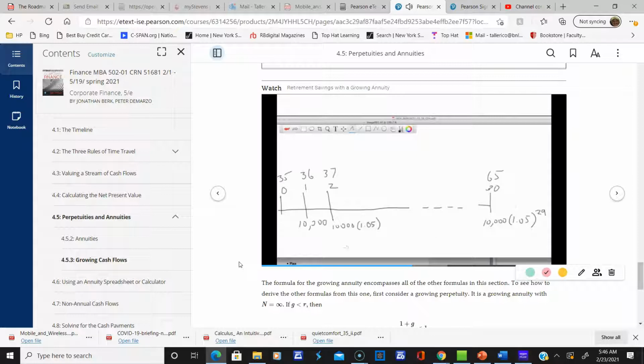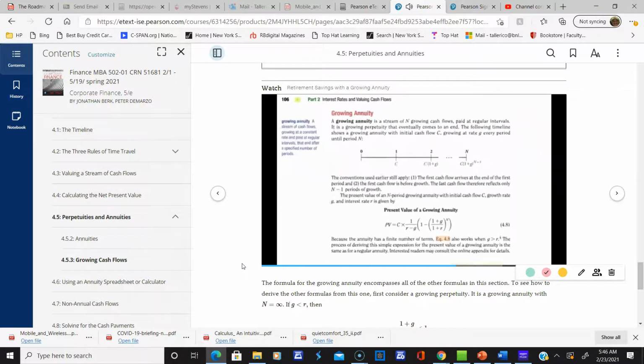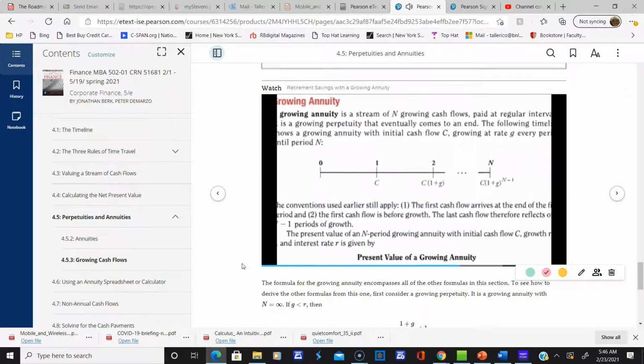There's something very important to notice about this timeline. Notice that in the 30th year, the final payment has only grown 29 years. That is, because the first payment does not grow, there are only 29 years of growth. Luckily, the growing annuity formula is derived exactly under this assumption. Let's go and see in the book. Notice how the last cash flow grows n-1 periods.